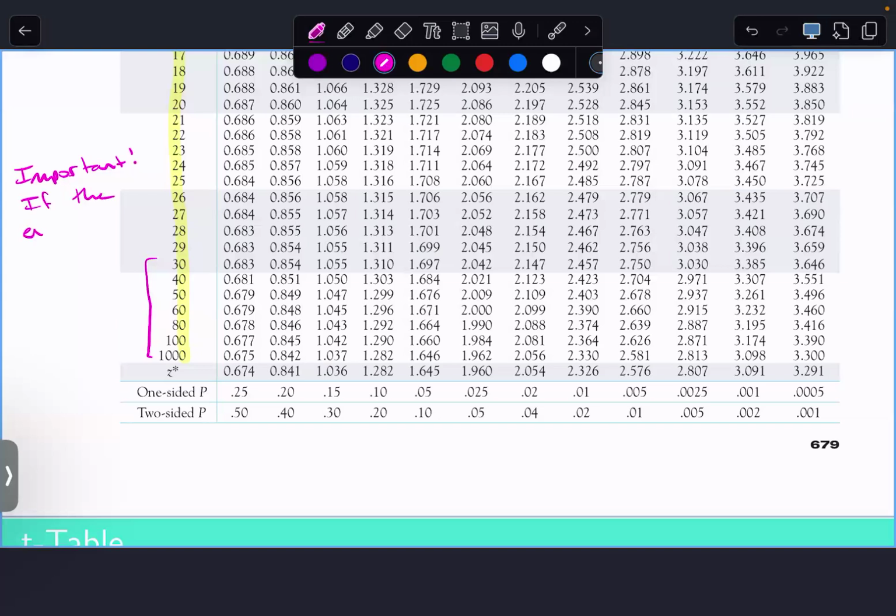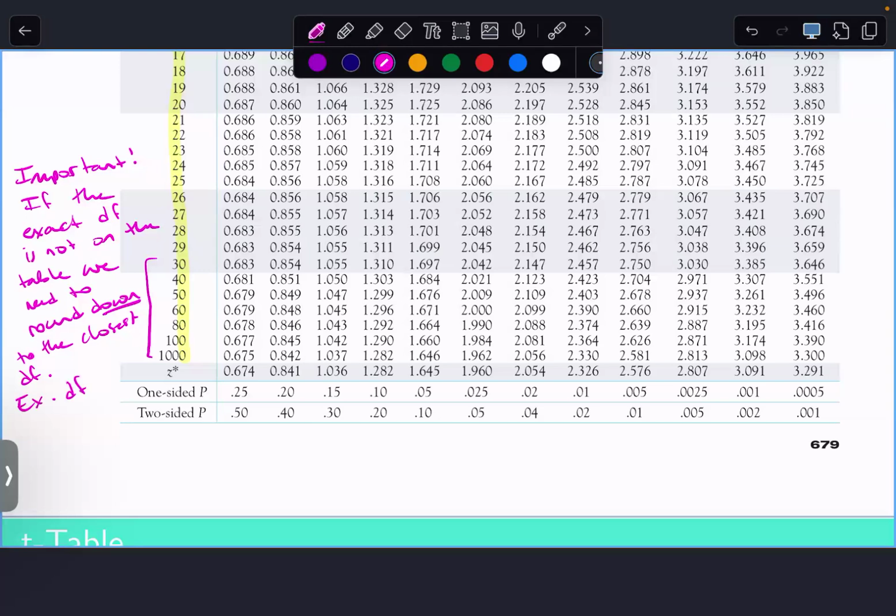If the exact degrees of freedom is not on the table, we need to round down to the closest degrees of freedom.